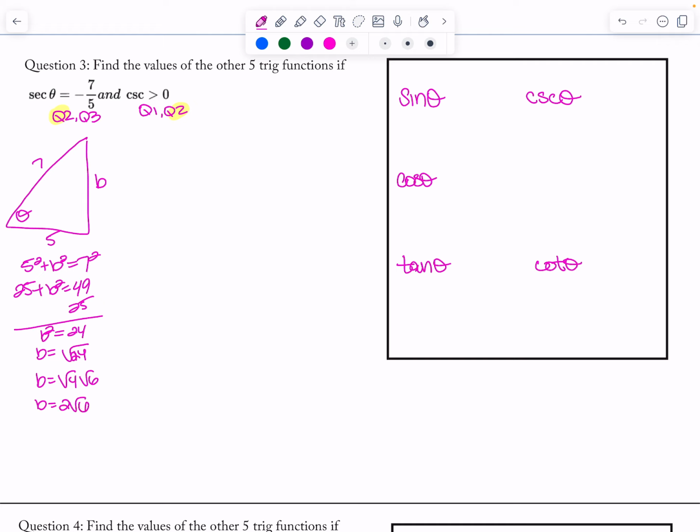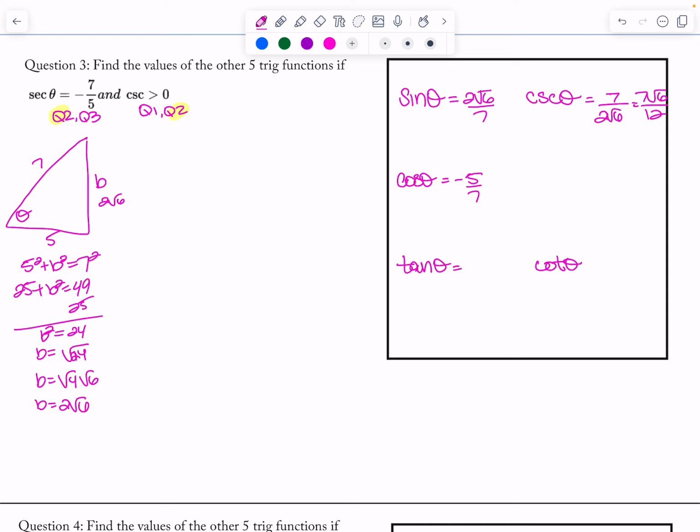Okay, so now let's do cosine first because that's nice and easy. That'll be 5 over 7. So let's go 2 root 6 here, so it's easier for me to see. So sine is 2 root 6 over 7, and we're in quadrant 2, so that's positive. My cosecant will be 7 over 2 root 6, so that's 7 root 6 over 12.